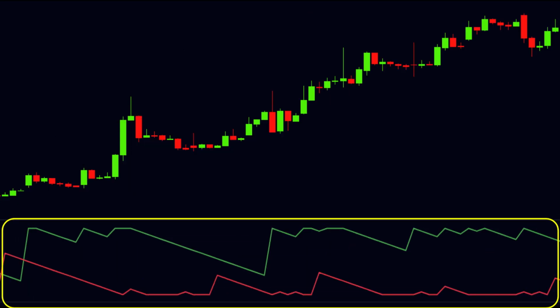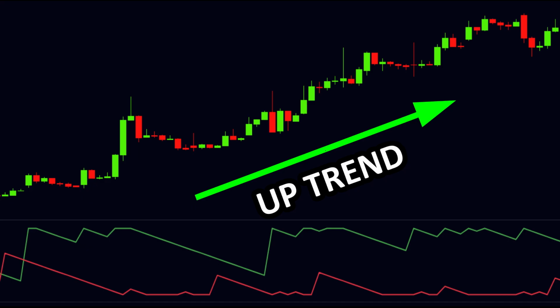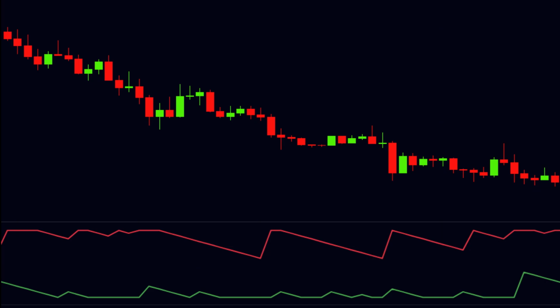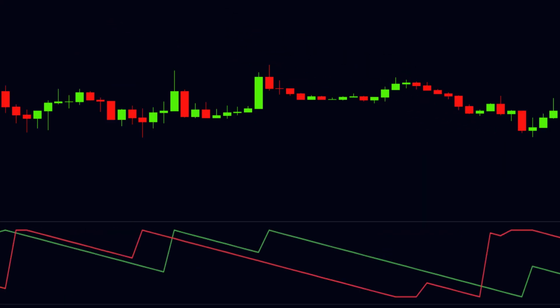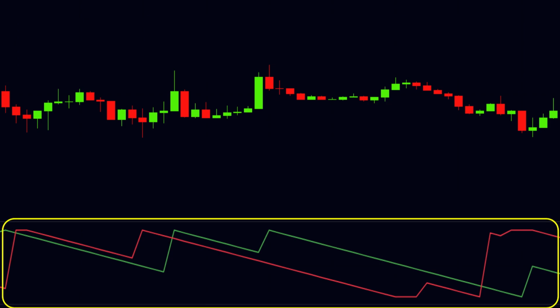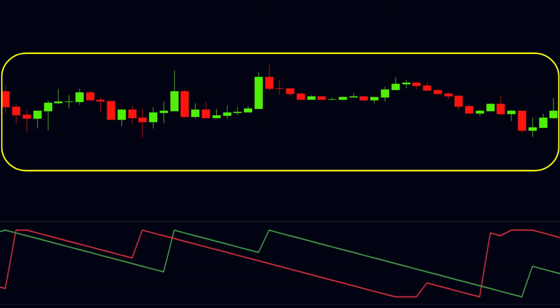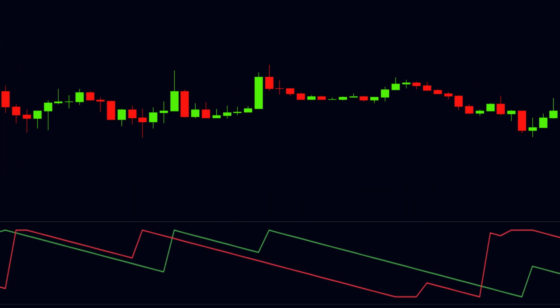When the Aroon up is above the Aroon down, it is called that the stock is in the uptrend. Similarly, when the Aroon down is above the Aroon up, it is called that the stock is in the downtrend. Now, when both the Aroon up and Aroon down lines are parallel to each other, then it is called that the stock price is in the consolidation, or in the sideways trend. We should not make any trade during this sideways trend.